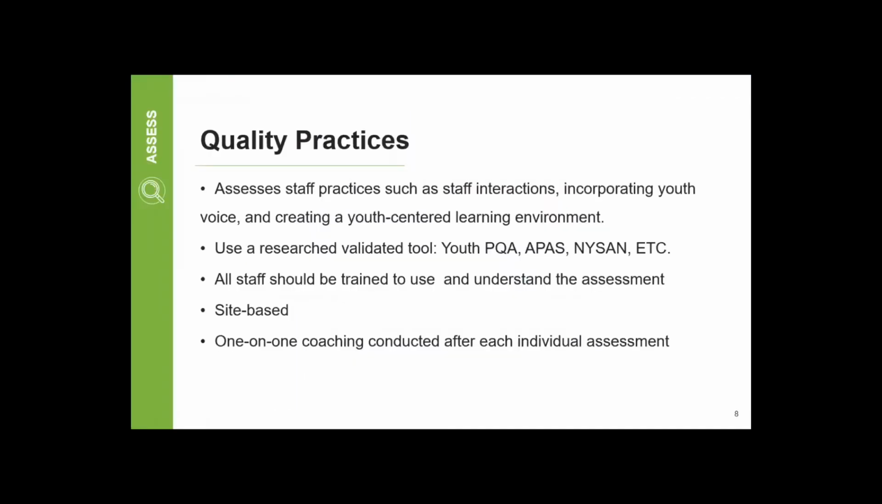Our first bucket or category is quality practices. What this does is assess staff practices such as interactions between young people and adults in the program, incorporating youth voice, creating a youth-centered learning environment. And it does that by using a research-validated tool, such as the Youth Program Quality Assessment, APAS and NISION are some other ones. The YPQA, the Youth PQA, is the one that BGCA has adopted and is providing you resources for. So if you don't have a way to measure the quality of your staff practice, we encourage you to take our PQA Basics course or our Getting Started with Assessment course to learn a little bit more about how to get some of this data if you don't have it already.